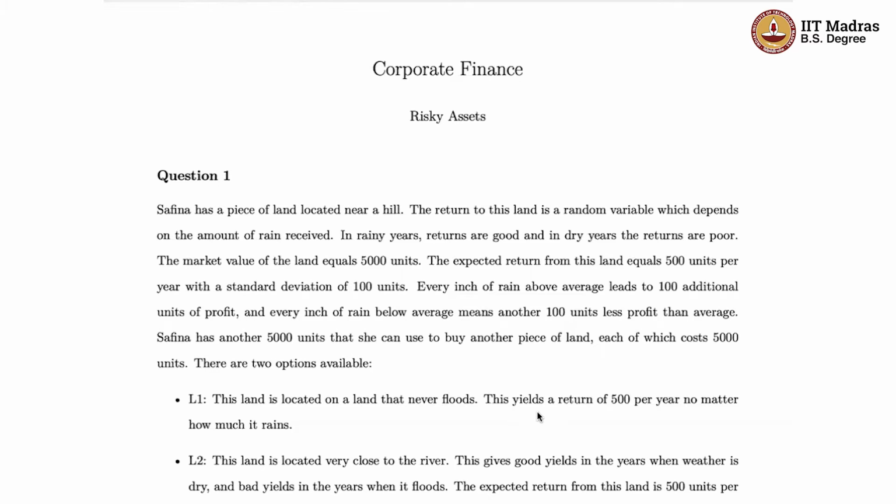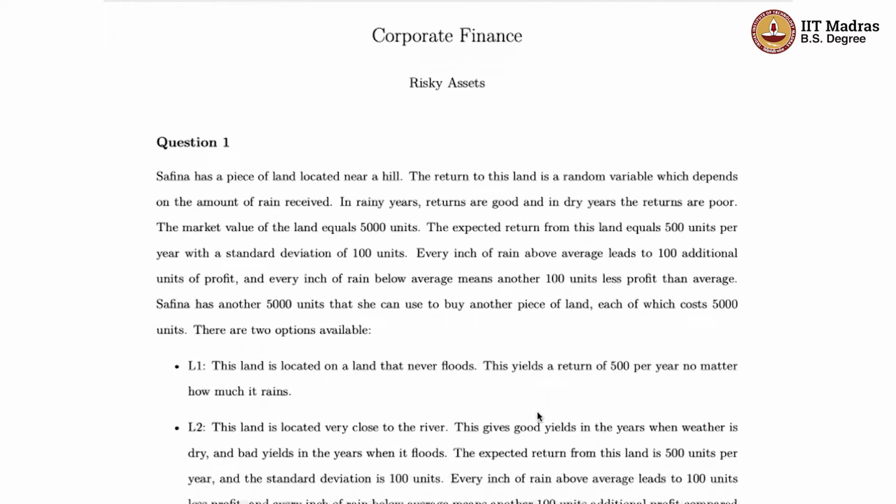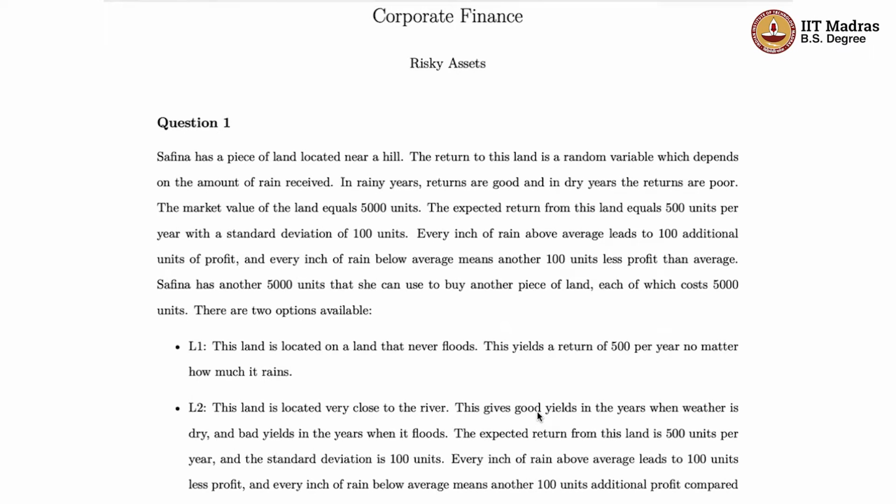The market value of this land equals 5,000 units, and the expected return from this land that Safina owns equals 500 units per year with a standard deviation of 100 units. So we said that rain is good for this piece of land, so we can also quantify that. What we mean is that every inch of rain above the average is going to lead to 100 additional units of profit, and every inch of rain below the average is going to lead to 100 units less profit than the average one. So this is the initial situation.